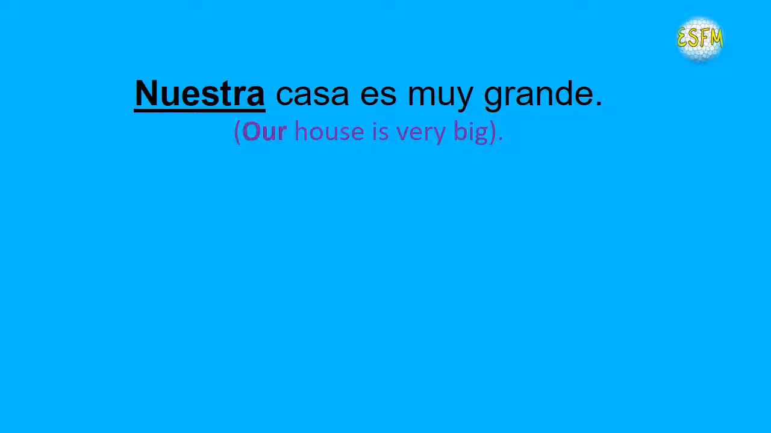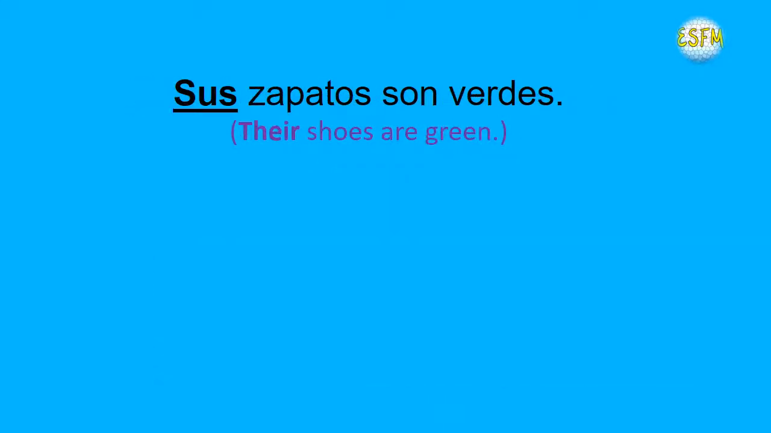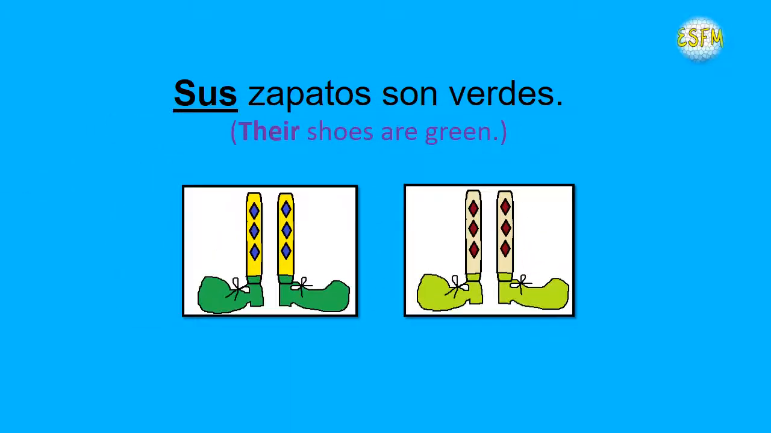Nuestra casa es muy grande. Our house is very big. In this case, we are talking about something that belongs to us. Sus zapatos son verdes. I'm talking about my favorite clowns. Their shoes are green.